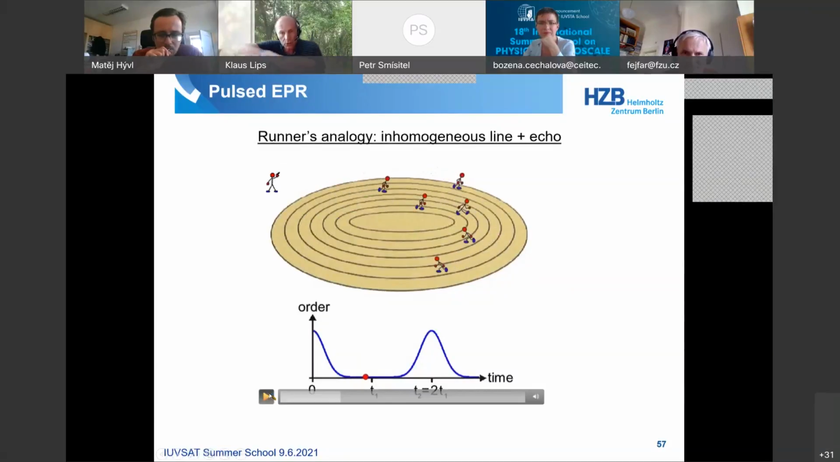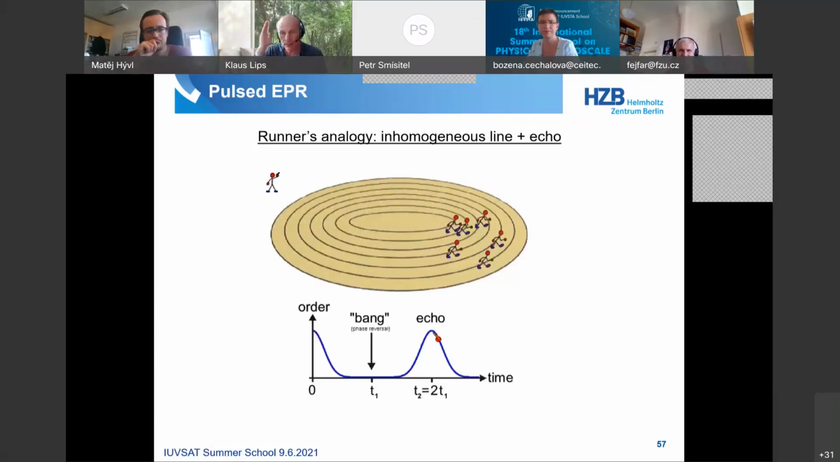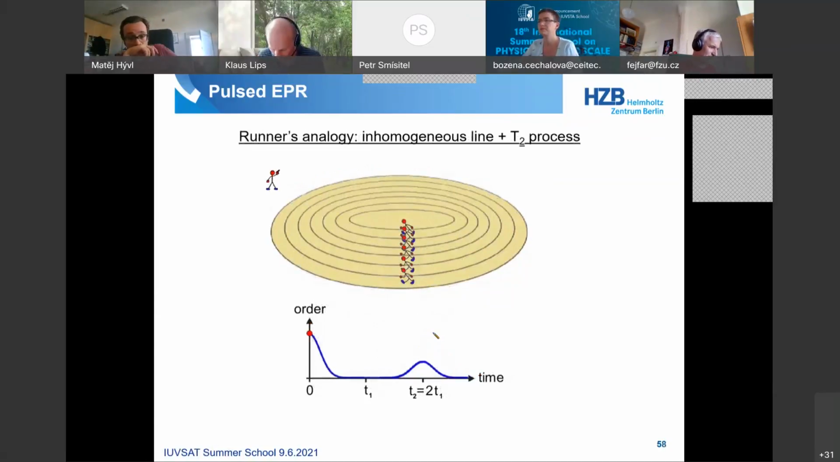So they start to distribute in the stadium. The question is now, is everything lost? No, it is not, because if I tell the guy in the stadium to say, when you shoot your gun, all run back, but maintain your angular speed, they will all come back at the beginning position and they will form an echo. So although every runner is individually different, I can force them to become coherent again if I reverse their order of direction.